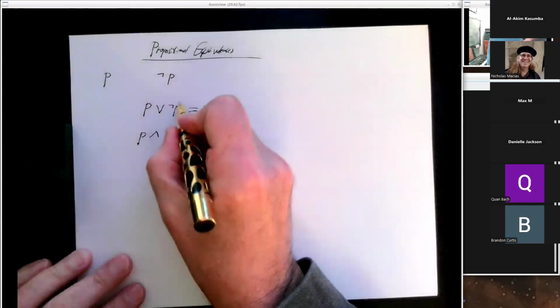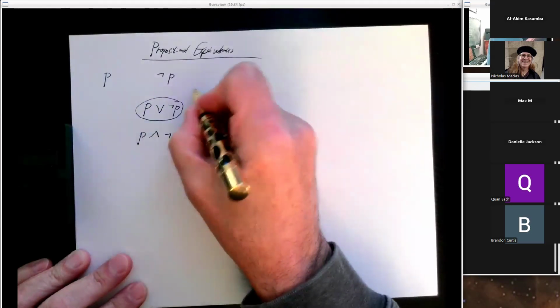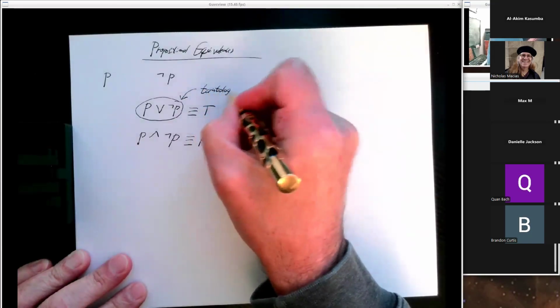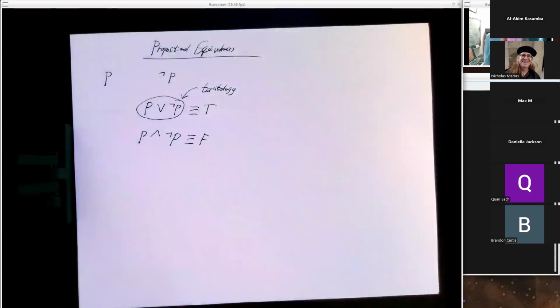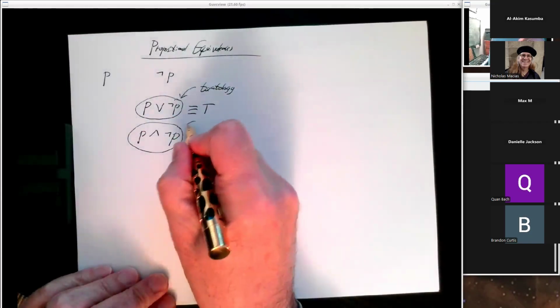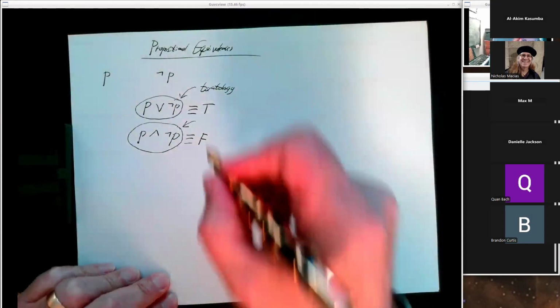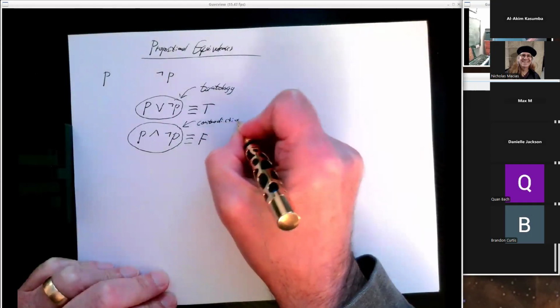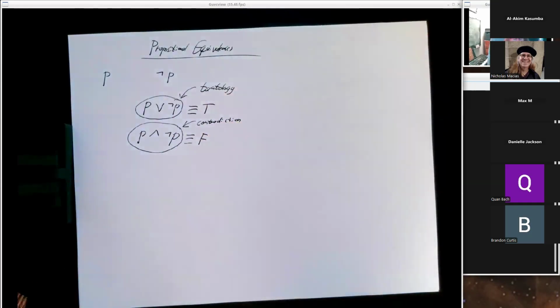So a proposition that's logically equivalent to true, we call that a tautology. A tautology is a proposition that's always true. And a proposition that's always false, we call that a contradiction. So a tautology is a proposition that's always true. A contradiction is a proposition that's always false.